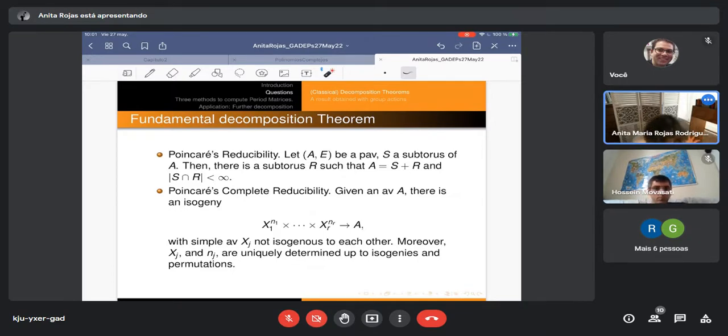So the goal, considering the question that I presented before, is to find this decomposition, because you can study the simple factors and see whether they have complex multiplication or not. And with that, you can determine whether A has complex multiplication or not. And if these factors have dimension 1, then that means that A is completely decomposable. So the aim is to find the Poincaré decomposition of a given abelian variety. And by given, I understand we have the period matrix of A.